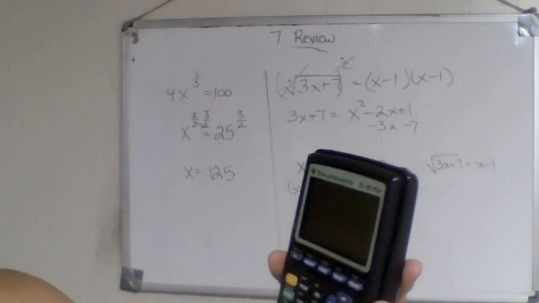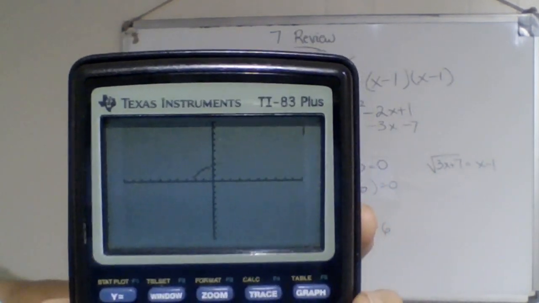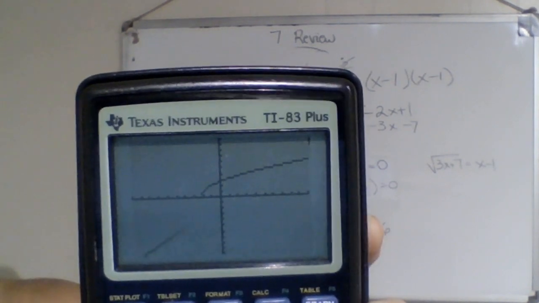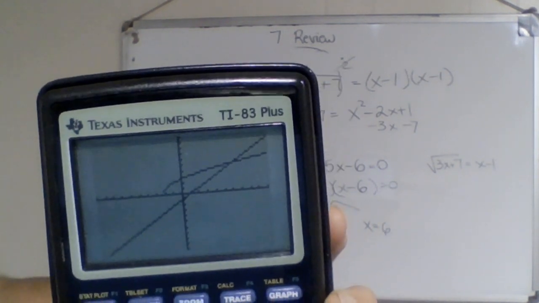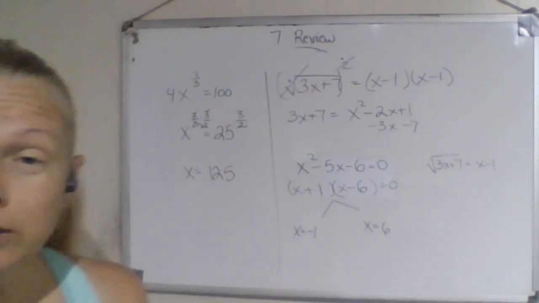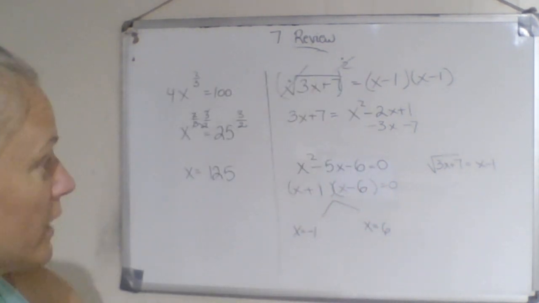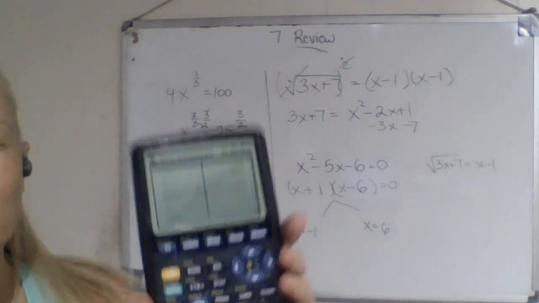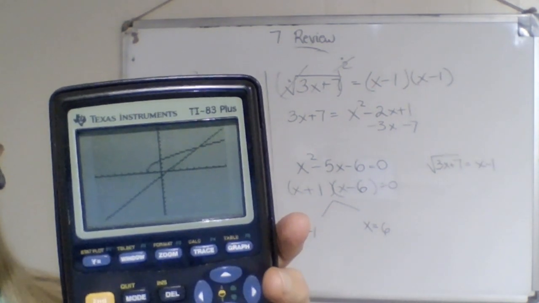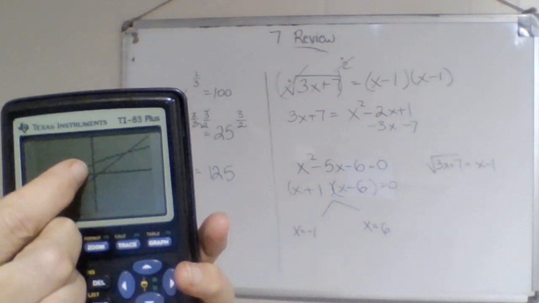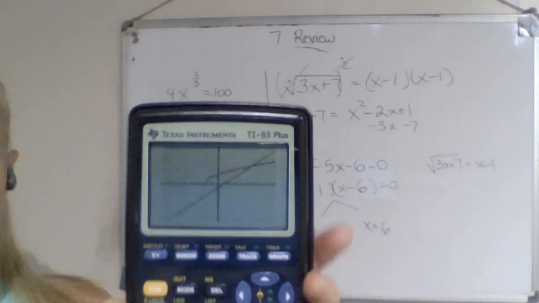And now I'm going to go zoom 6. I'm going to let them graph, which they're going to do. There's my square root, there's my line, and now I'm going to tell them I want to know where they intersect. Clearly, they only intersect in one place. So clearly, one of these solutions is extraneous. Just by looking at it, you should know that x equals negative 1 is out, because x equals negative 1 is right there. They don't touch.